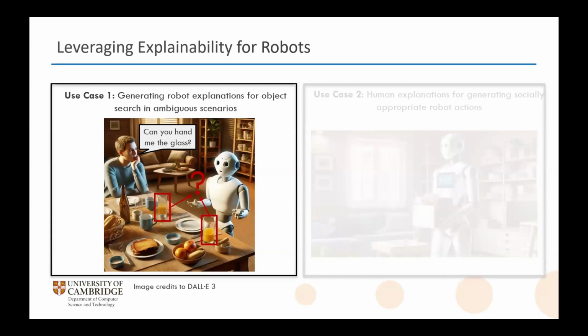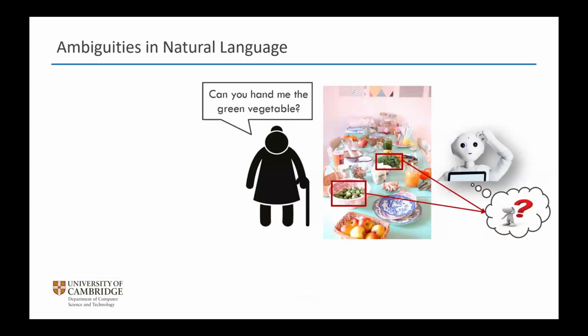Let's start with the first use case, how to resolve ambiguous situations leveraging robot explanations. So, ambiguities in natural language instructions are inevitable, right? Even in such a simple instruction, can you hand me the green vegetable? There can be ambiguities. There can be multiple objects fitting the object description, and such ambiguities can frustrate all of us. And what are the previous limitations?